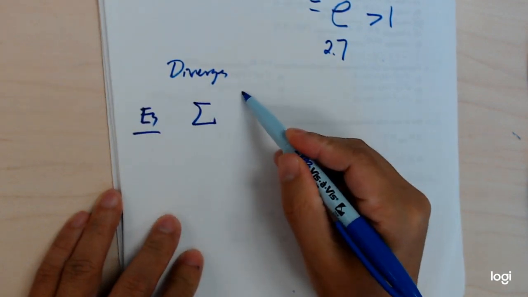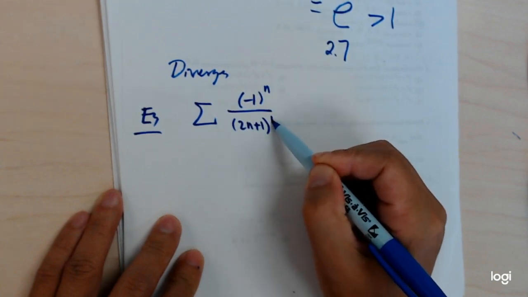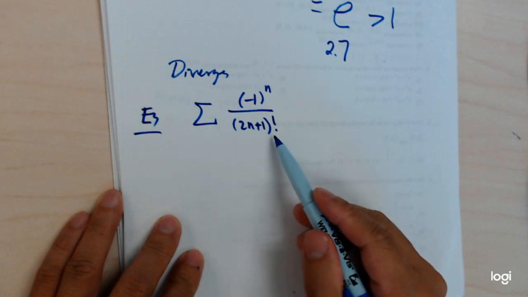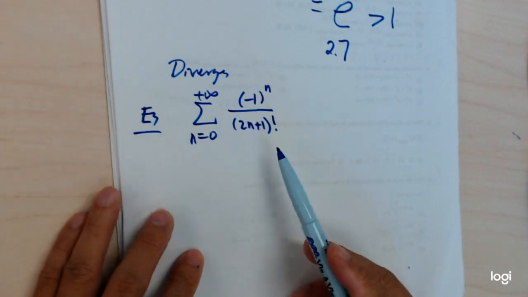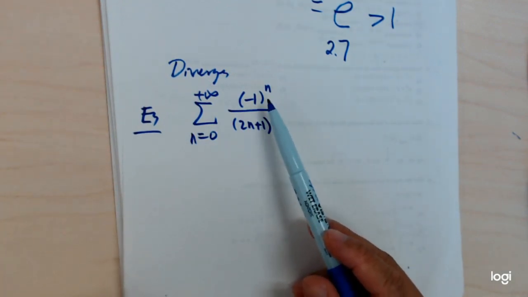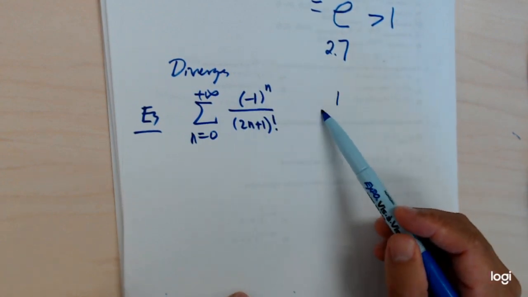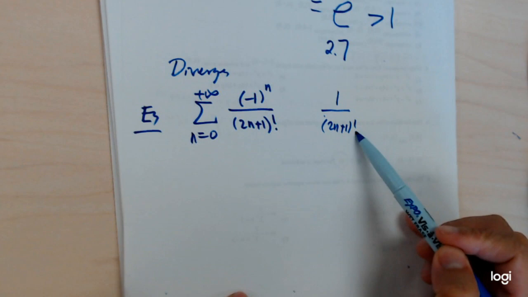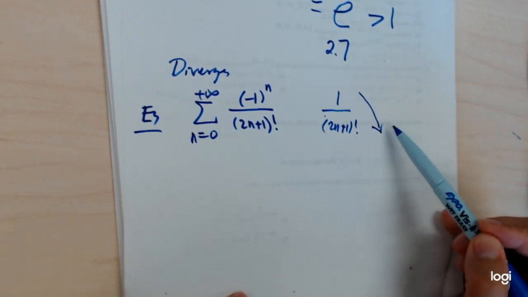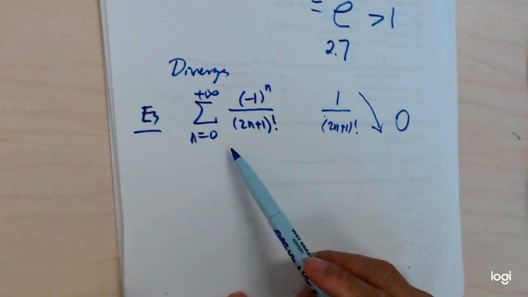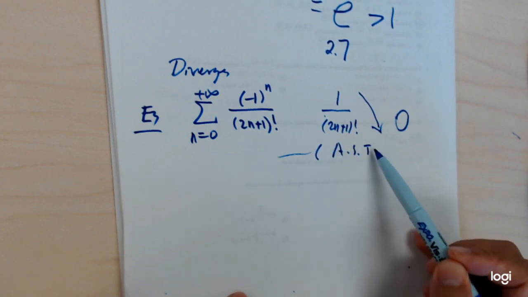And I'll do one more example. There's another factorial, 2n plus 1 factorial, here. So many of you can tell that this is an alternating series because of the sign switching here. And the positive part is 1 over 2n plus 1 factorial. And this guy clearly decreases and goes to 0. So actually I know this guy converges by the alternating series test.